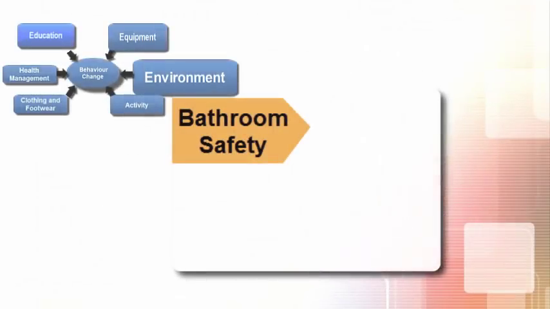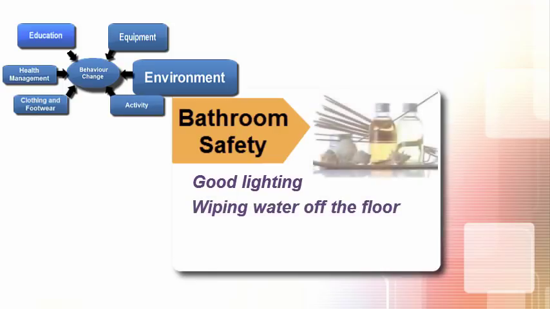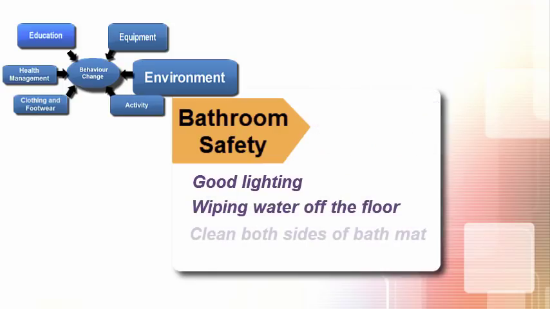As in any other room, good lighting is another important consideration. Other tips when providing bathing assistance include wiping water off the floor and avoiding the use of bath oil. Cleaning both sides of the bath mat is an important consideration because soap and grime can build up, making the mat slippery. The bathroom is a location where many falls occur, so every effort should be made to make it as safe as possible.